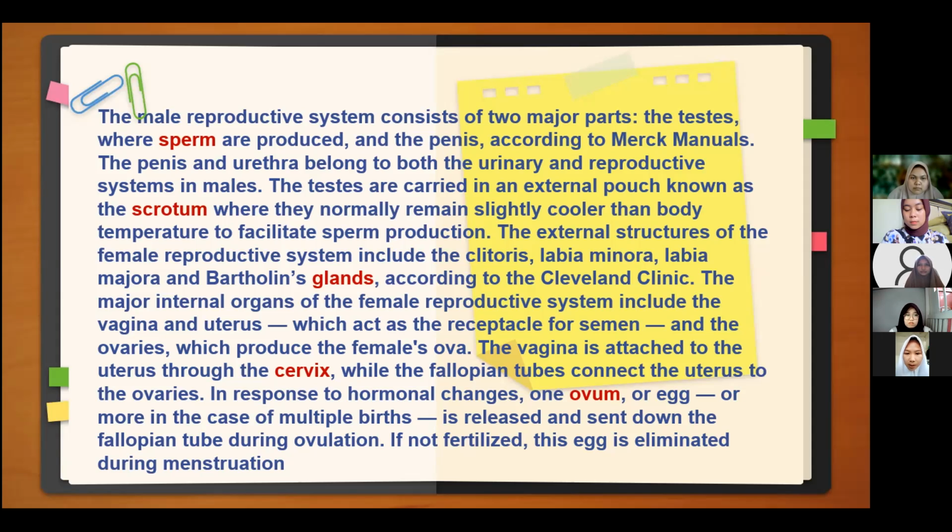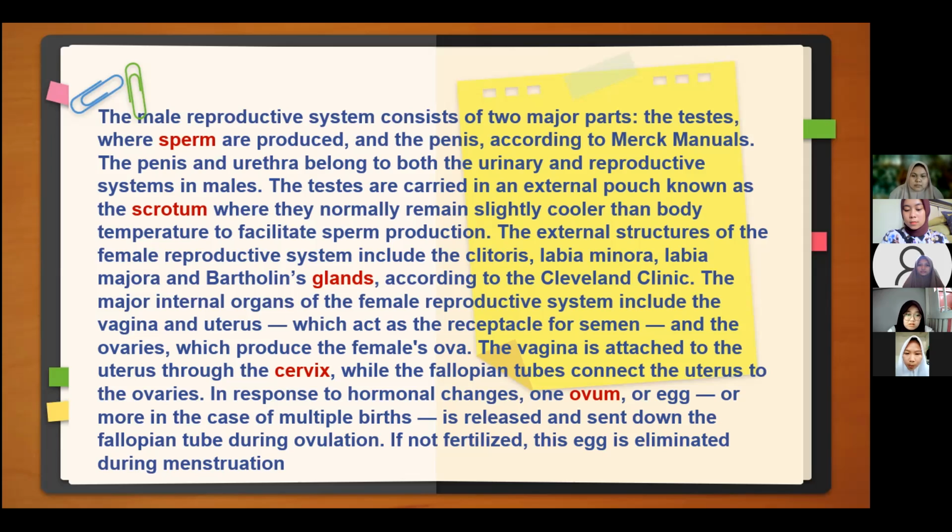to facilitate sperm production. The external structure of the female reproductive system includes the clitoris, labia minora, labia majora, and Bartholin gland. According to Cleveland Clinic, the major internal organs of the female reproductive system include the vagina and uterus, which act as receptacle for semen, and the ovaries, which produce the female's ova. The vagina is attached to the uterus through the cervix, while the fallopian tubes connect the uterus to the ovaries.